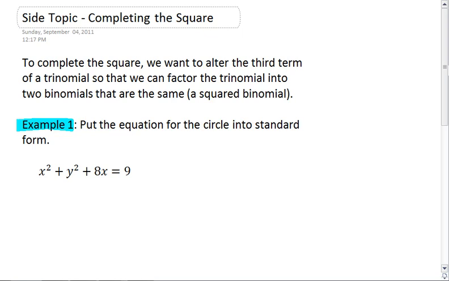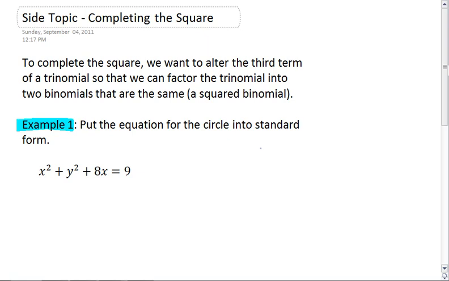These two videos are about the side topic of completing the square. Completing the square goes hand in hand with our topic of 2.6 about intro to circles. Make sure that you've watched the first part of those videos before starting this one and that you're at least familiar with the basic equation for a circle.